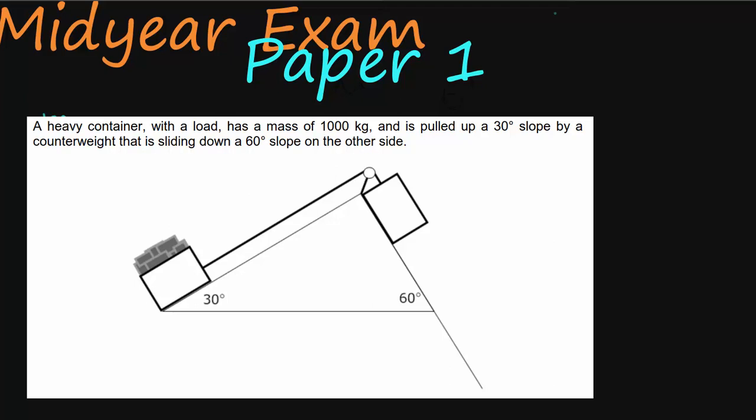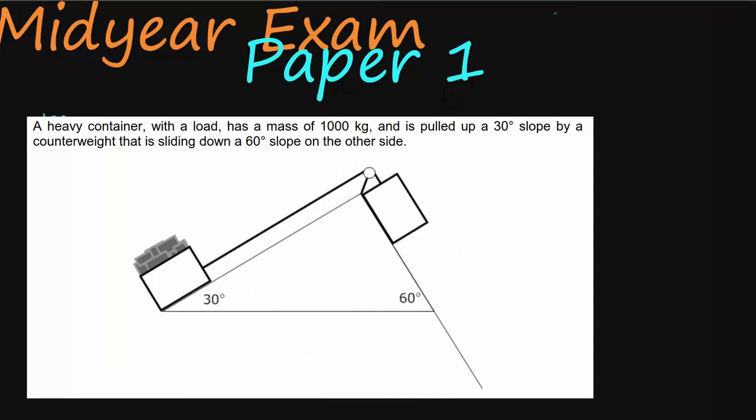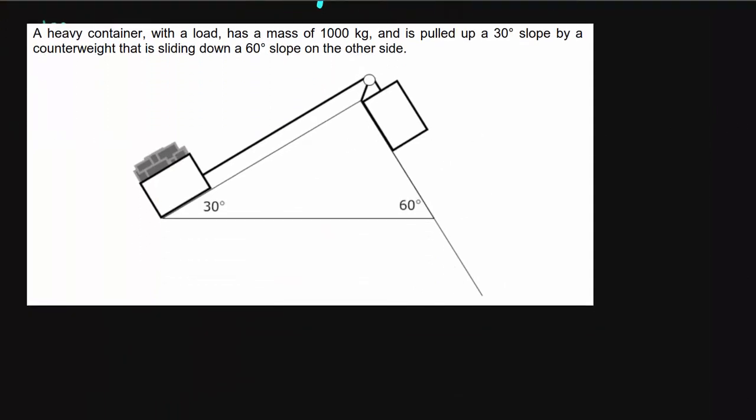So here we have a heavy metal container with a load of mass 1,000 kilograms, that's one, pulled up a 30-degree slope by a counterweight that is sliding down a 60-degree slope on the other side. So that slides up, that slides down. And the first question asks, give a definition for maximum static friction. So what is maximum static friction?